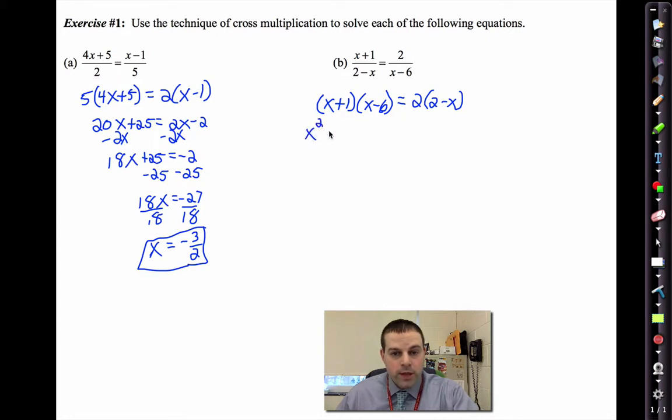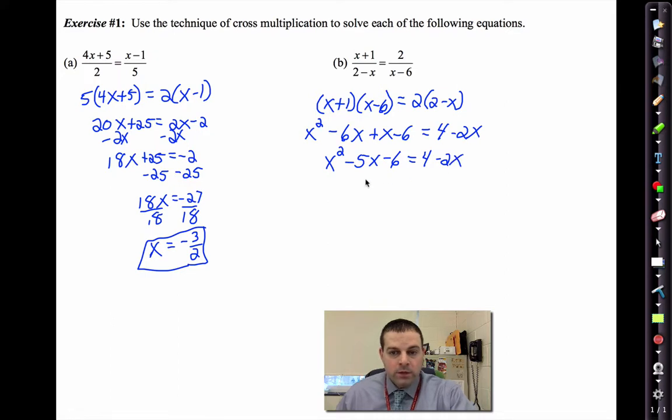So we do our first, outers, inners, lasts. We get x squared minus 6x plus 1x minus 6. And on the other side, just 4 minus 2x. So when we combine terms on the left side, we get x squared minus 5x minus 6 equals 4 minus 2x. At this point, we now have to shift our focus to our quadratic solving steps.